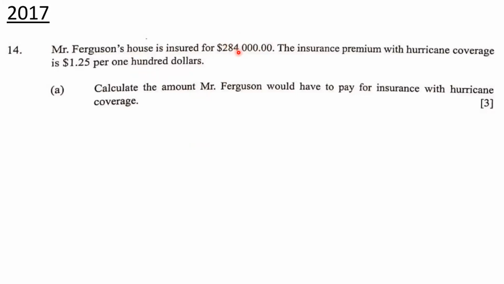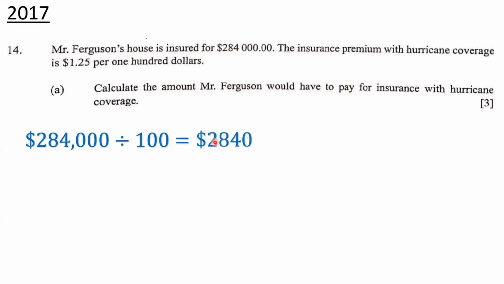How many $100 is inside this? So let's divide. 284,000 divided by 100 is going to be 2,840. So that means that there are 2,840 $100 in 284,000. So we have to take 2,840 and multiply it by 1.25, and that gives us 3,550. All right, let me explain again.